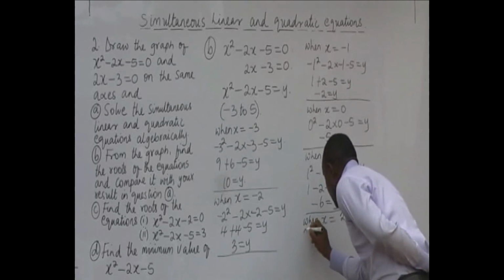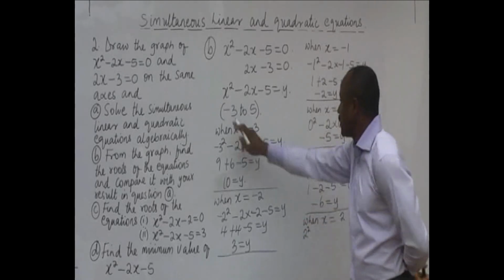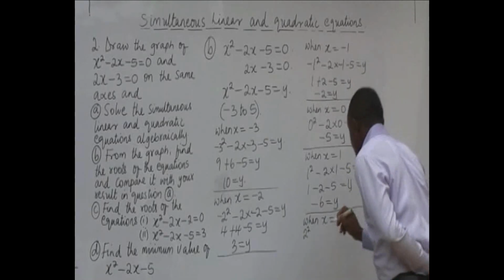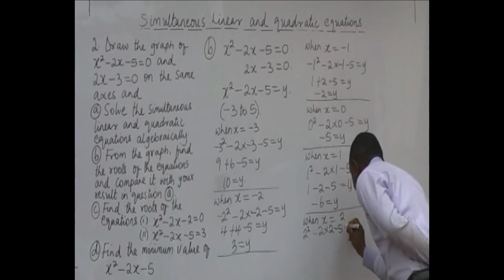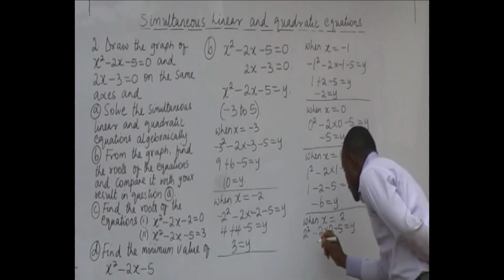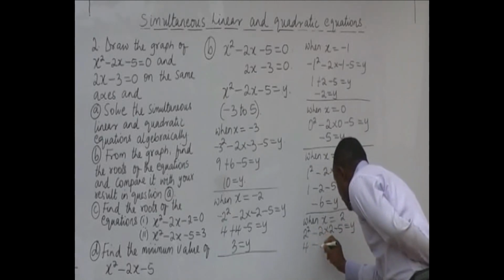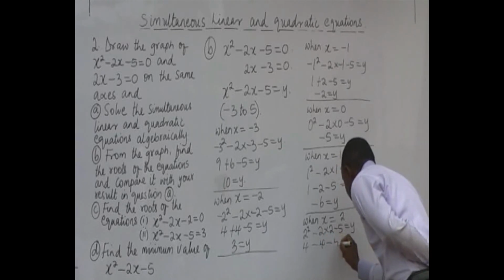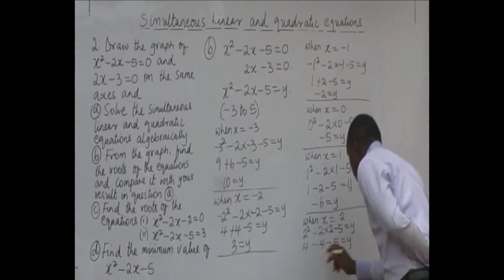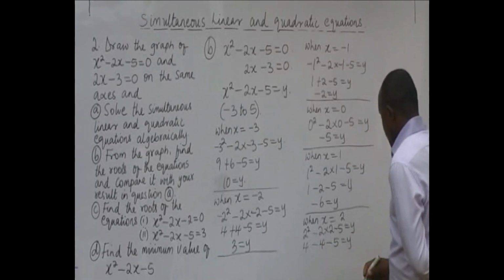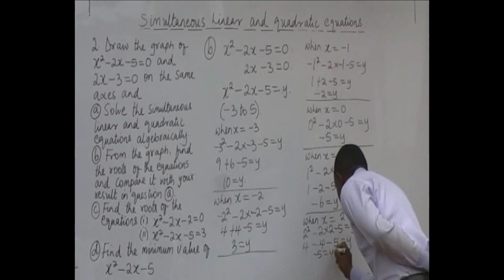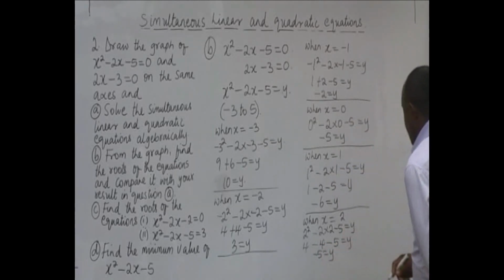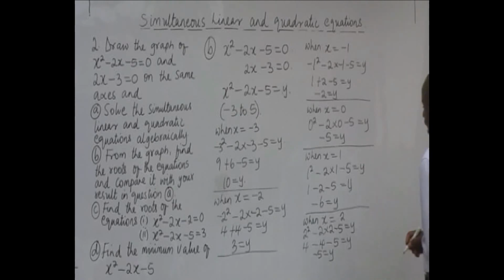That means x squared will be 2 squared. Minus 2 times 2 minus 5 is equal to y. We have 4 minus 5 is equal to y. 4 minus 4 is 0. That means minus 5 is the value of y at this level.